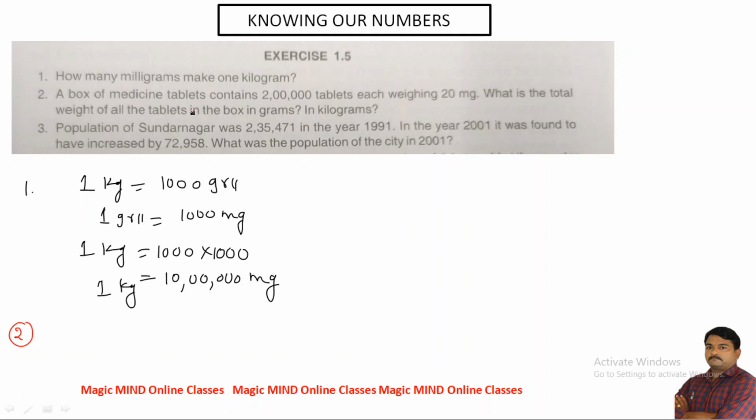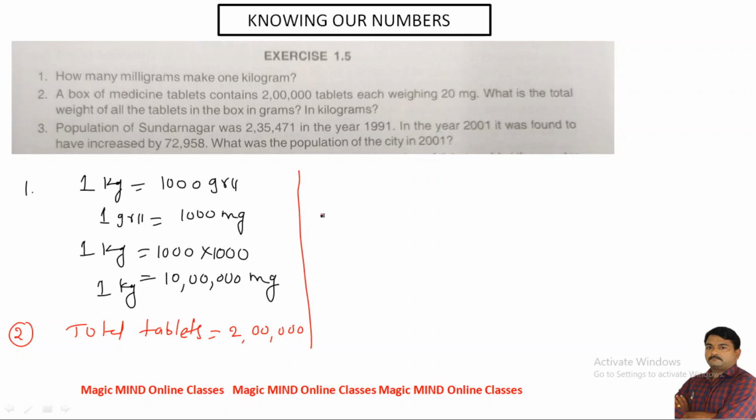First we write: a box of medicine tablets contains 2 lakh tablets. So total tablets is equal to 2 lakh tablets, and each weighs 20 milligrams. First we have to express this in grams, and again from grams in kilograms. There is a relation between grams and milligrams, like the previous question. So let's see how to answer this question.